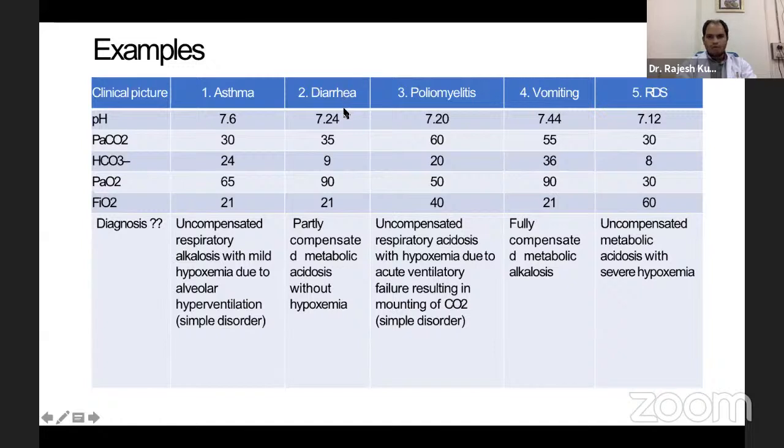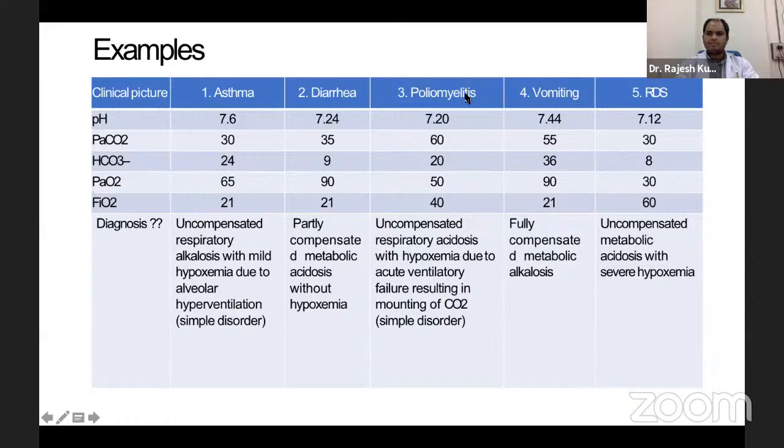In case of diarrhea, what will you have? pH is 7.24. The culprit here is bicarb. So it is a simple partially compensated metabolic acidosis without hypoxemia. You have to mention the oxygen status also, because the PF ratio is more than 500, so it's good, no hypoxemia.